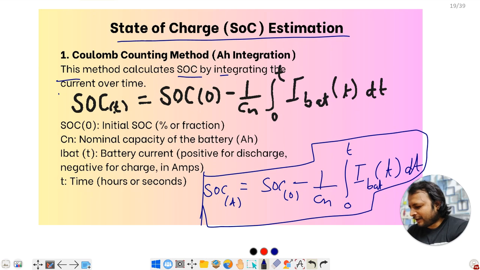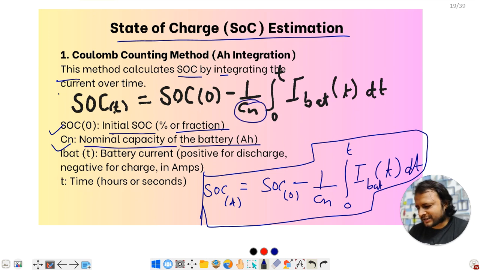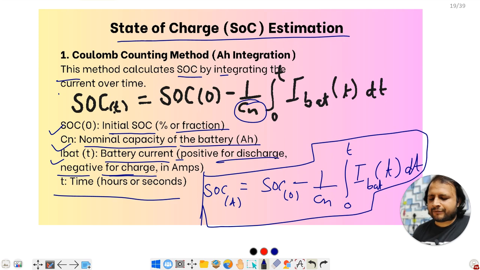And here I am mentioning SOC 0, which means initial SOC as a percentage or fraction, and Cn is the nominal capacity of the battery, in Ah. I_bat means the battery current, positive for discharge and negative for charge, in amperes. And t is the time, in hours or seconds, as per our comfort we can consider it.